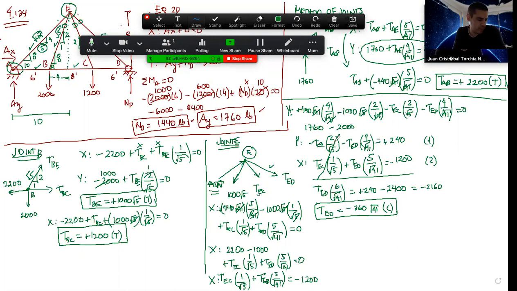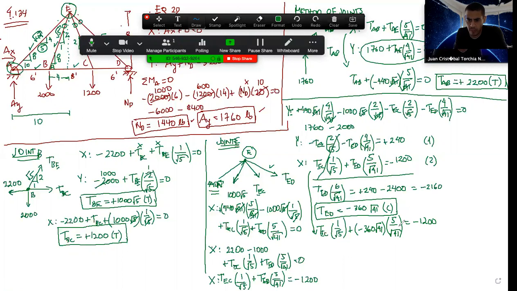Well, I'm going to pick one of them, but let me just put it over there. So TEC, this is the one that I'm going to pick. So TEC from here, TEC 1 square root of 5, and then I will have this guy, minus 360 square root of 41, times this component, the vertical component, remember? Yeah, I think you remember. Equals minus 1200. Nothing has changed for this equation, okay?